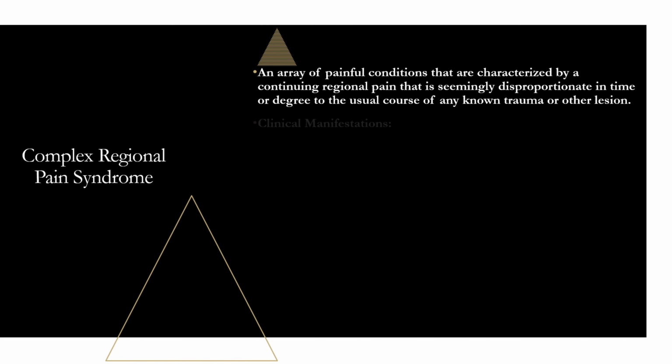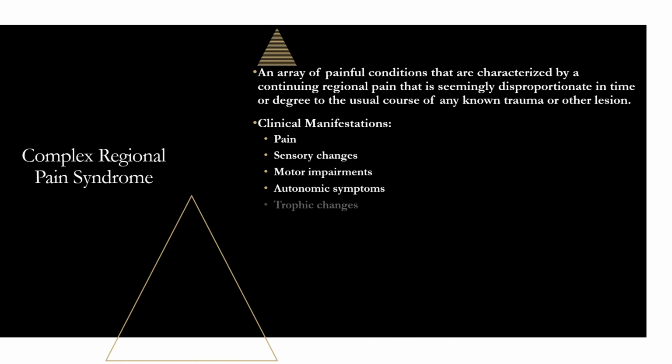Now, clinical manifestations, this is the most important thing about complex regional pain syndrome. It's the presentation. Diagnostic criteria is low yield, the treatment's low yield. It's all about being able to recognize the clinical manifestations. That's what you need to know for this. So the main clinical manifestations of complex regional pain are pain, obviously, sensory changes, motor impairment, autonomic symptoms, and trophic changes in the affected limb.